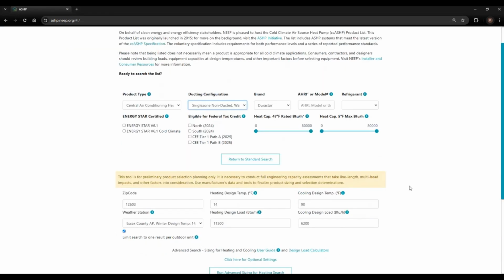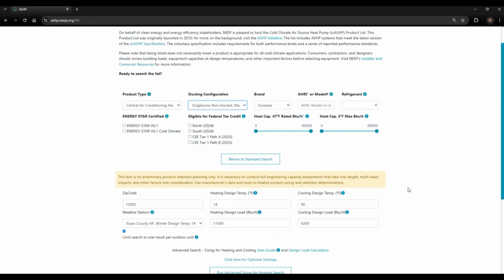Here I have entered all my information, including the desired brand and ducting configuration, as well as the information for the heating design load and cooling design load, and zip code and nearest weather station. For your project, enter information specific to what you are looking for, as well as the calculated heating and cooling design loads and the heating and cooling design temperatures.